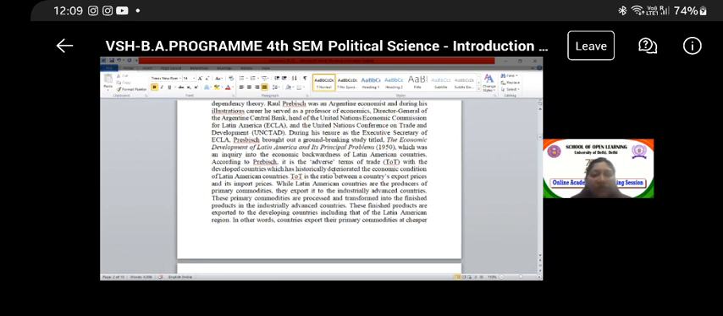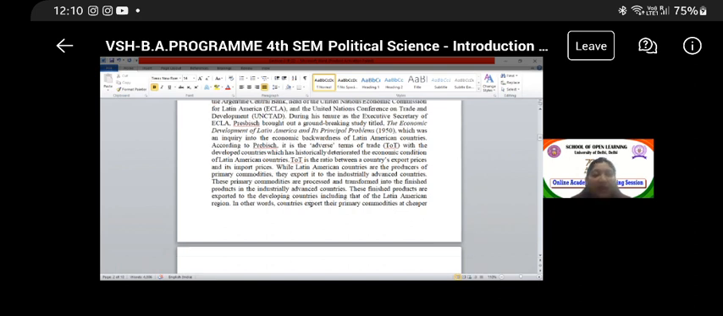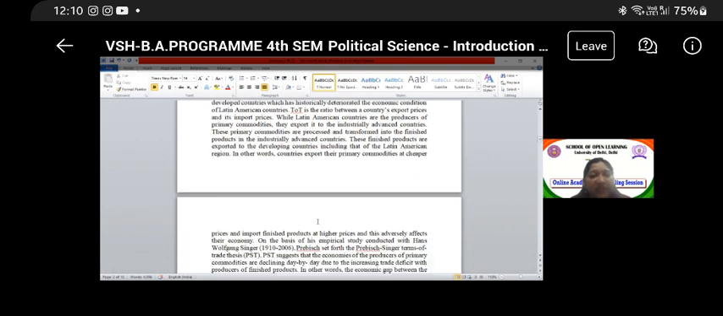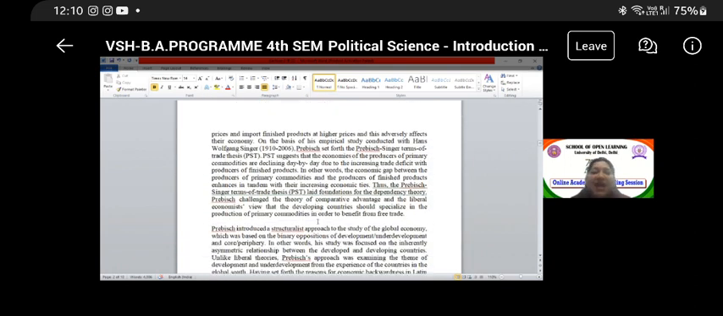According to Prebisch, it is the adverse terms of trade with the developed countries which has historically deteriorated the economic condition of Latin American countries. Now, terms of trade is the ratio between a country's export prices and its import prices. Latin American countries are producers of primary commodities, and they export them to the industrially advanced countries. These primary commodities are processed and transformed into finished products in the industrially advanced countries. These finished products are then exported back to the developing countries, including the Latin American region. So in other words, countries export their primary commodities at cheaper prices and import finished products at higher prices, and this adversely affects their economy.